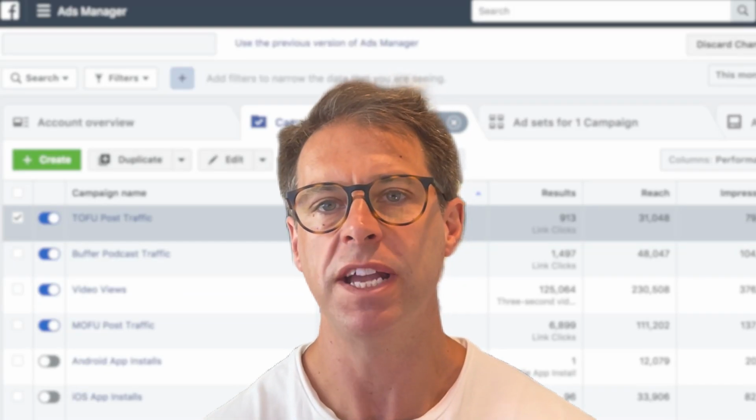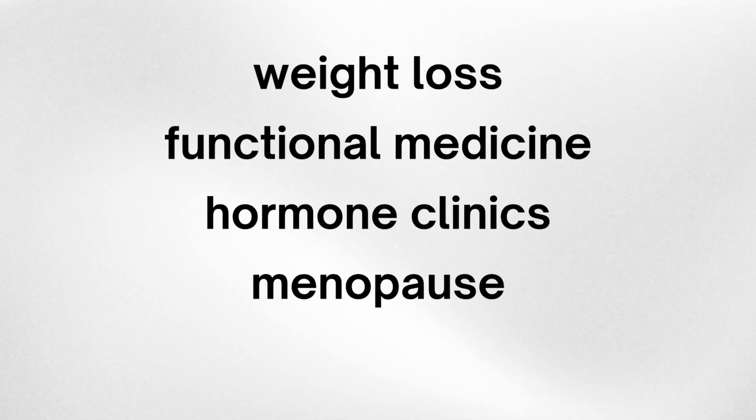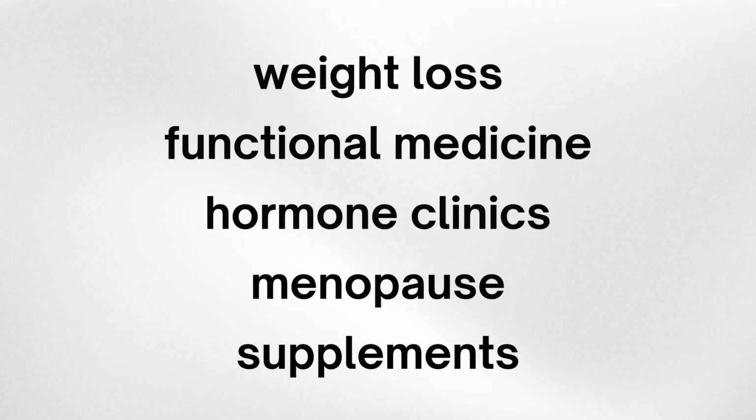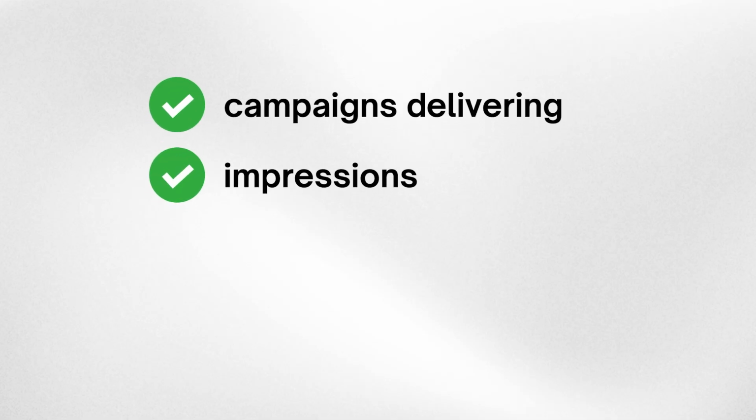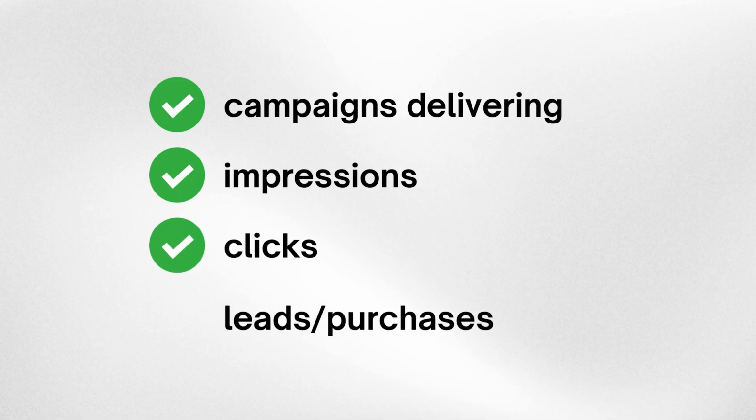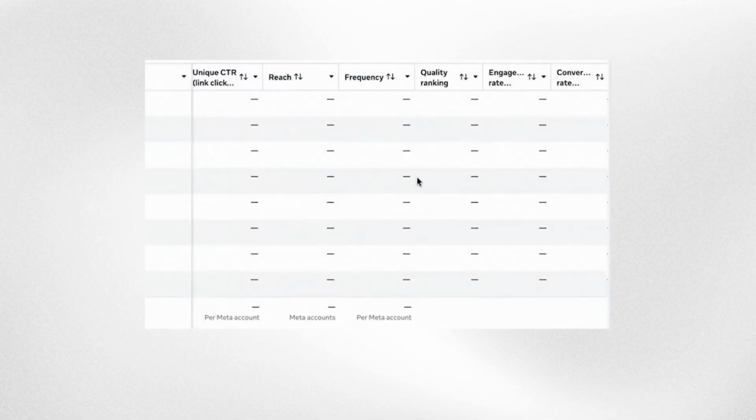If you've ever run Facebook ads for a health business, weight loss, functional medicine, hormone clinics, menopause, supplements, almost anything health related, you've probably come across one of the most frustrating problems in Meta. Your campaigns are delivering, you're getting impressions, people are clicking, they're becoming leads or purchases, but inside Ads Manager, the data just isn't there. Sometimes you'll only see impressions. Sometimes the conversion columns stay completely blank. Sometimes Meta still refuses to optimize because it isn't receiving the signals it needs.